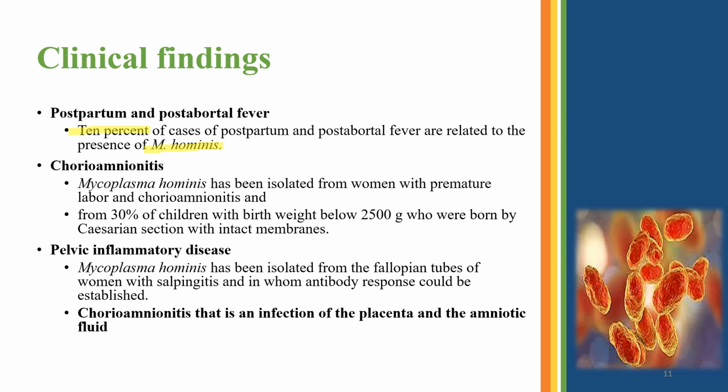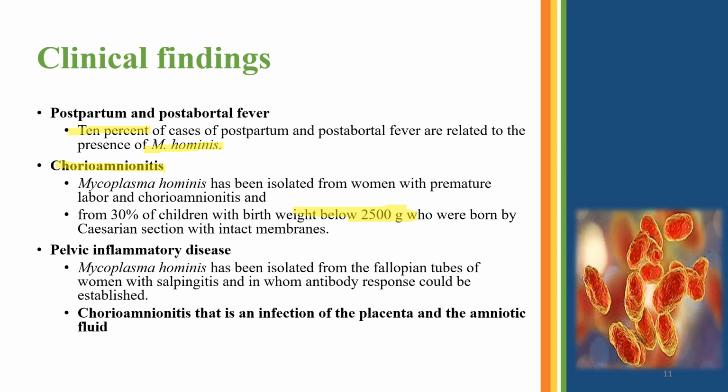Number 2 is chorioamnionitis. Chorioamnionitis is an infection of the placenta and the amniotic fluid. Mycoplasma hominis has been isolated from women with premature labor and chorioamnionitis, and from 30% of children with birth weight below 2,500 grams who were born by cesarean section with intact membranes.